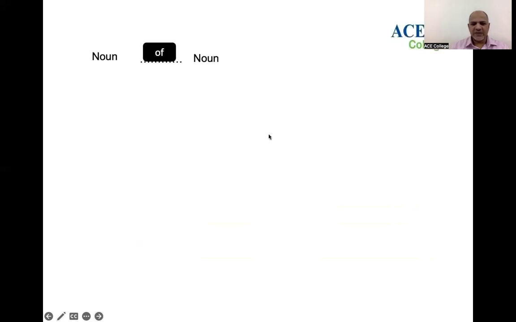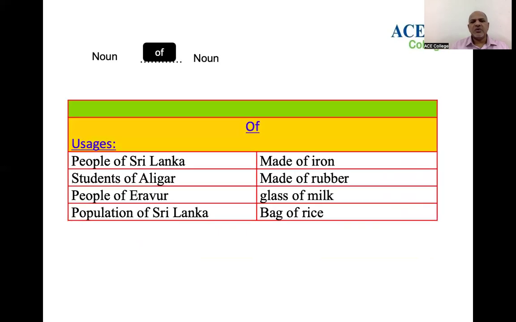Okay. So now we are going to use "of". "Of" is a very important word in the sentence. You may see it in a lot of places. Generally, if you are going to connect two nouns together, you can use "of". For example, people and the place: people of Sri Lanka, students of Aligarh, population of Sri Lanka. So the people and the place are linked with "of".